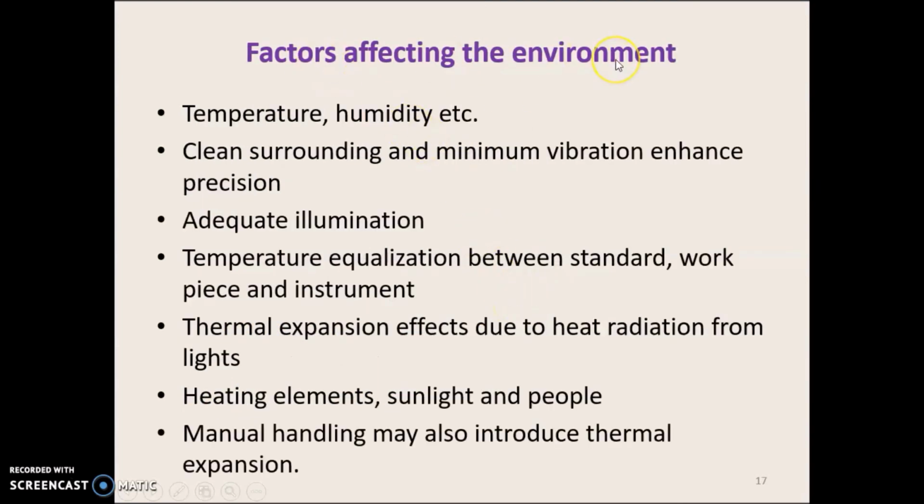Next is the factors affecting the environment. This is as simple as the temperature, humidity, clean environment, minimum vibrations, adequate illumination. Light is also a source of energy, and proper lighting should be there for some instruments to work properly, and for some instruments, to read the display, we need proper lighting. All those things will be considered here. Temperature equalization, thermal expansion, heating elements, manual handling, all these are required.